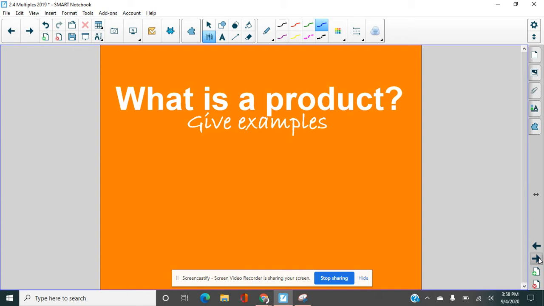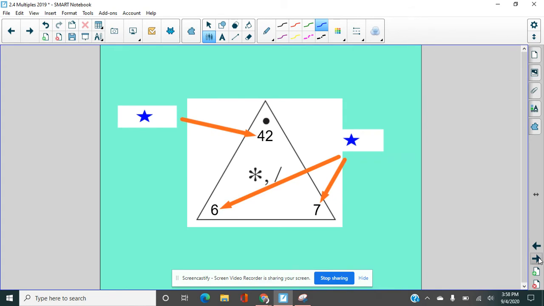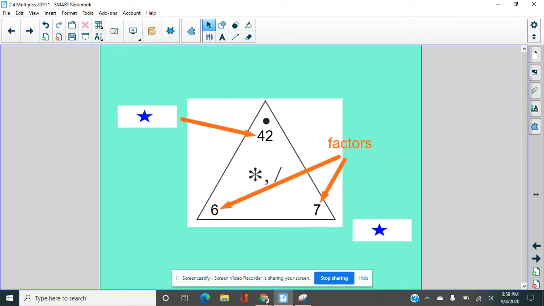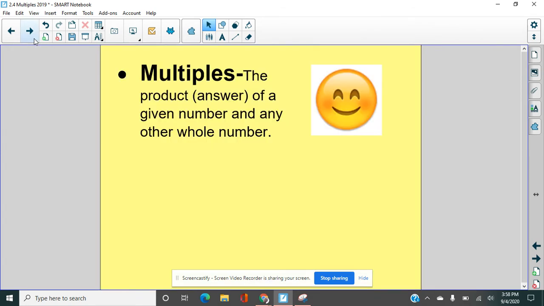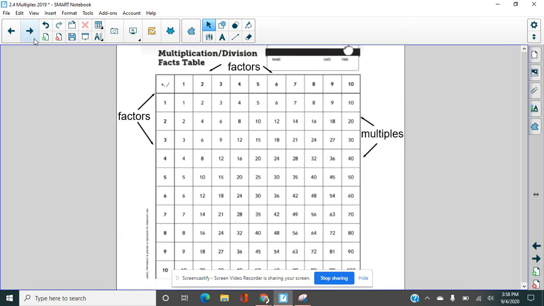What is a product? The product is the answer to a multiplication problem. So if we look at one of our fact triangles, these are the factors, and the answer is the product. So if you multiply the factors 6 times 7, the product is 42. All right, so here's our new learning. Multiples are the product or answer of any given number and any other whole number. And that sounds pretty complicated, but you'll see some examples. It's not as complicated as it sounds.